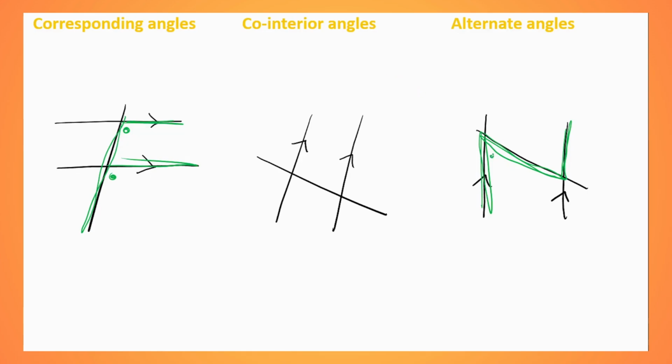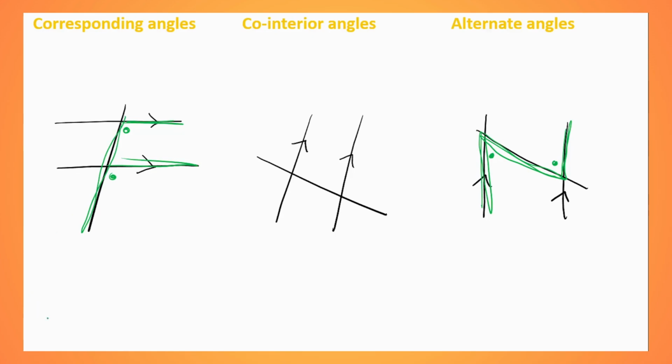Then the two angles that are both on the inside of the parallel lines but on different sides, they're alternating. They're alternating around that transversal. Now those alternate angles will also be equal to one another.